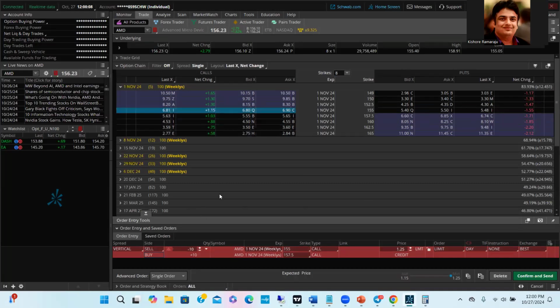Whereas for calls, you will always sell the lower strike. The price is lower here, the lower number, 155 call, and you are buying a 157, right? Always it should be a credit, right? Whether you are doing a bull put spread or a bear call spread, you are always collecting money, right?